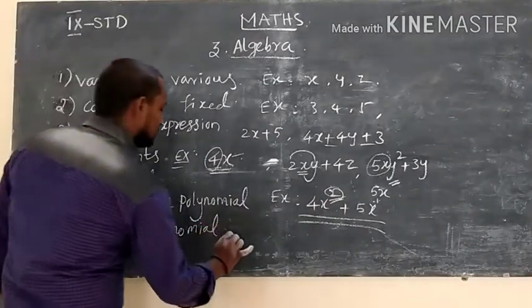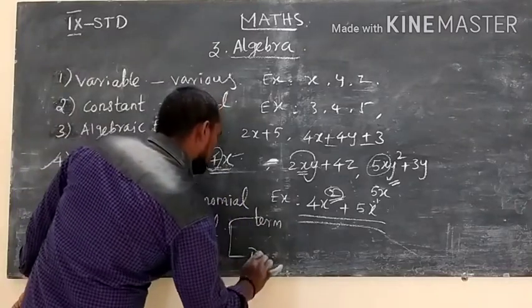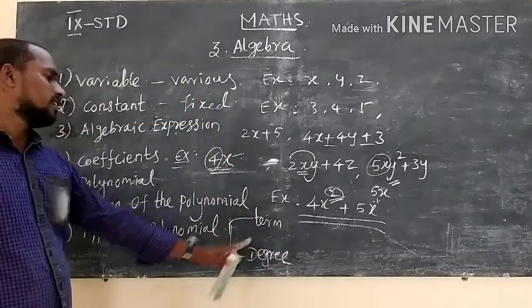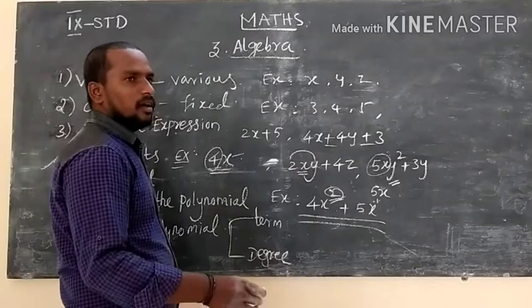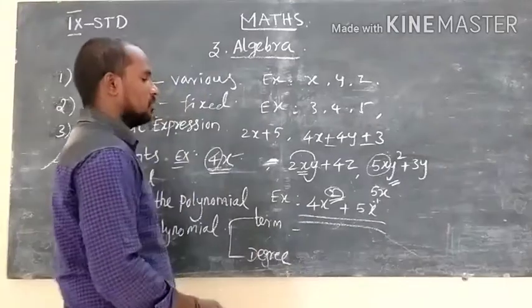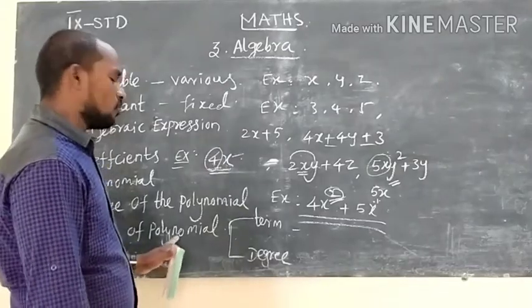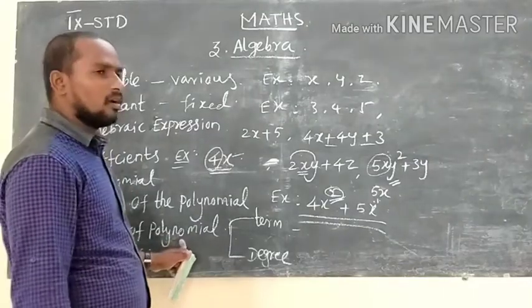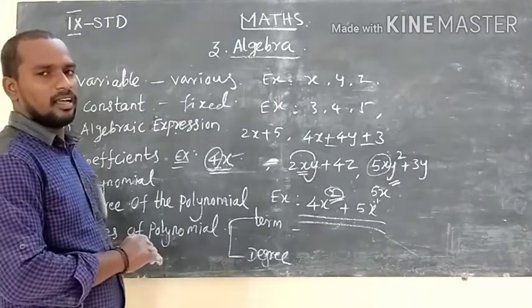Then types of polynomials. Types of polynomials are based on terms and based on degree. So two categories. The first one, based on terms, has three types: monomial, binomial and trinomial. What is a monomial? A polynomial with only one term is called a monomial. A polynomial with two terms is a binomial. Similarly, a polynomial with three terms is called a trinomial.